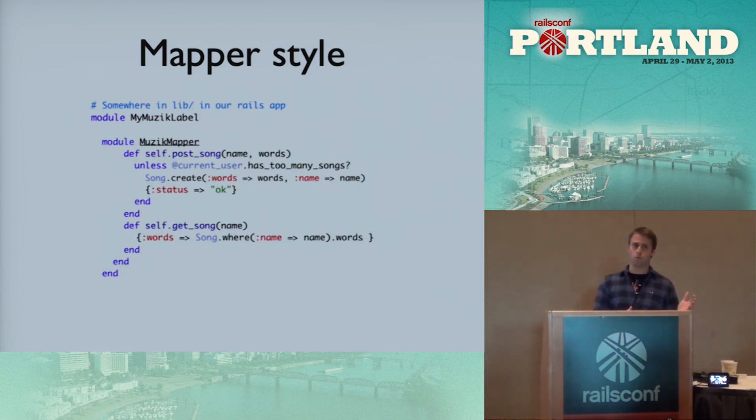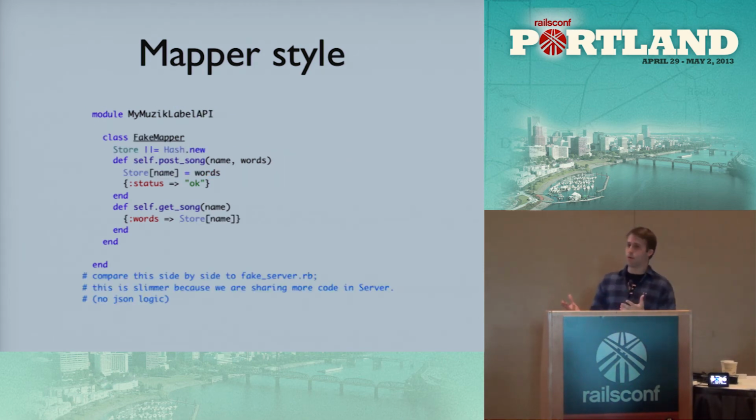So in our real mode, we're going to put this module somewhere in lib or whatever, where we're going to have access to all of our internal models and whatever we need to have, right? And we can make sure that we have all the server-side limitations, that we can do all our background jobs, all our analytics, anything we need to do, right? And this fake mapper is basically, as you can see, pretty similar to the fake app, right? We have that in-memory hash, and we have that post-song and get-song method and things like that.